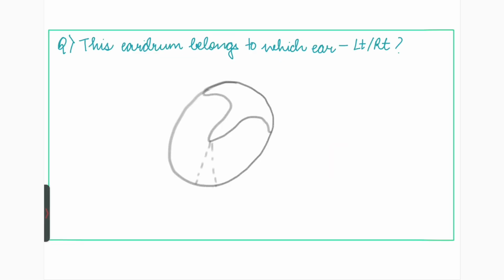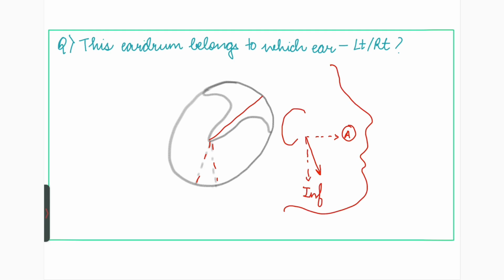Now answer this question yourself. This is the handle of malleus. We have the cone of light here. So the cone of light is like this. So this is going to be the anterior side. This is going to be the inferior side. So if a man is like this, so this has to be the right ear. Comment if you have answered this correctly.